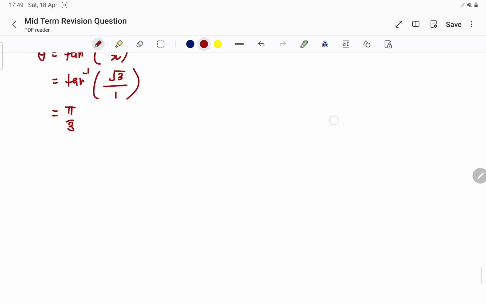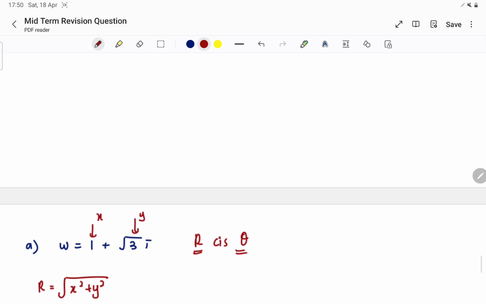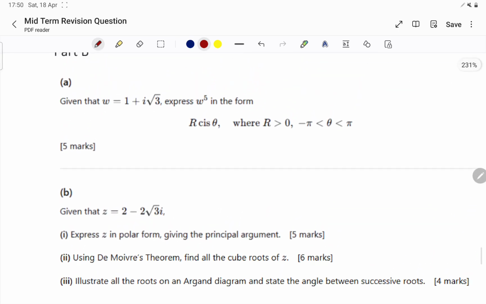So from here you already got your theta and r. When you want to transform the complex number into polar form, you get r cis theta, which is W equal to 2 cis pi over 3. So settle for this part. But then the question says they want W to the power of 5.